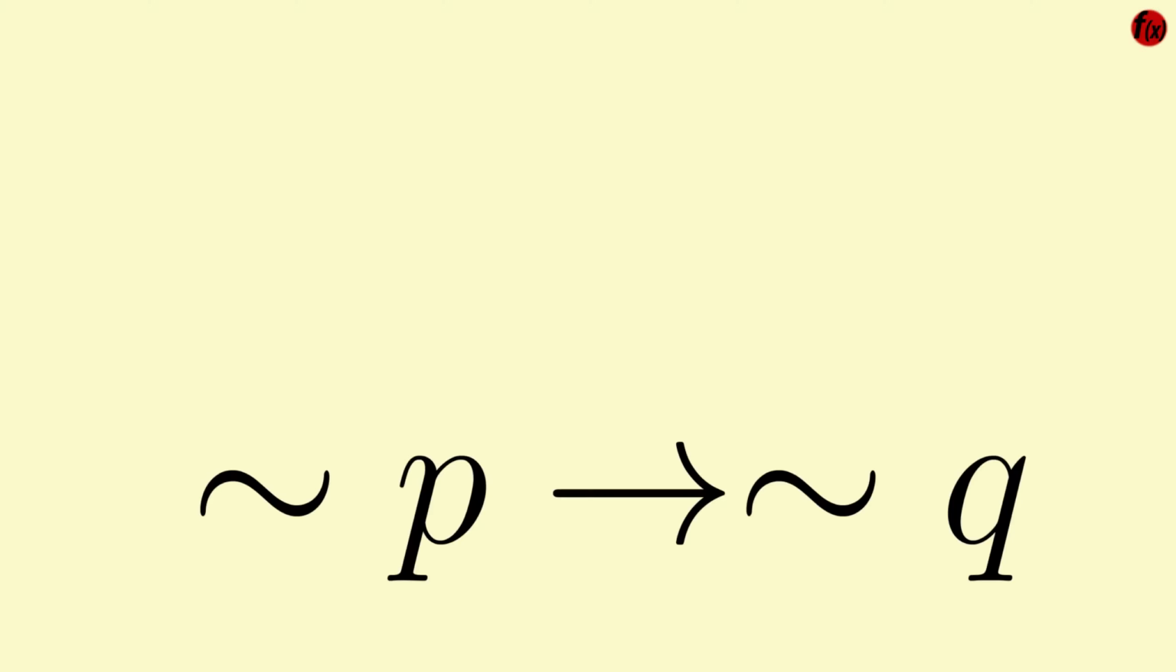Test the validity of this expression. To test the validity of the expression, if not P, then not Q, we will use a truth table. We'll break down the expression step by step. Let's draw a truth table.